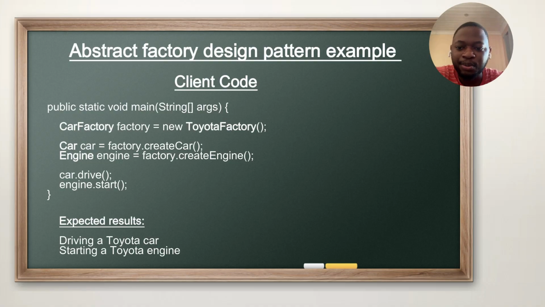If you were to, at the factory reference, say equals to new BMW factory, you should have "driving a BMW car" printed out and "starting a BMW engine" printed out instead of the current expected results.